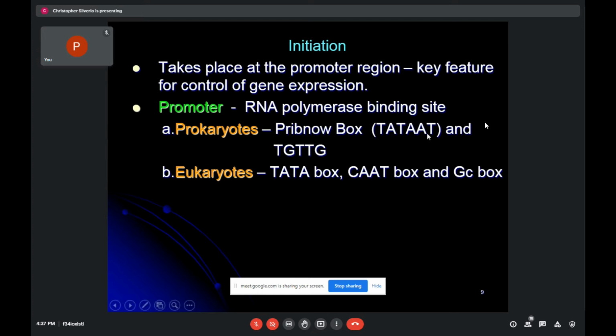This is the DNA sequence. Okay? Thymine, adenine, thymine, adenine, adenine, thymine. You call that the Pribnow box in the bacteria. But in the eukaryotes, you call that the TATA box. Thymine, adenine, thymine, adenine. Or the CAAT box, cytosine, adenine, adenine, thymine. Or the GC box, guanine, cytosine. And you call that the promoter region.